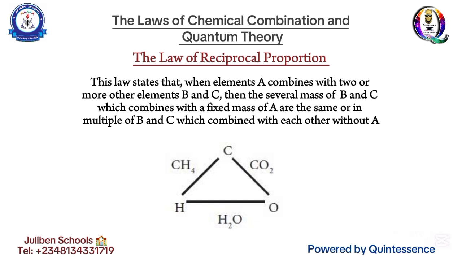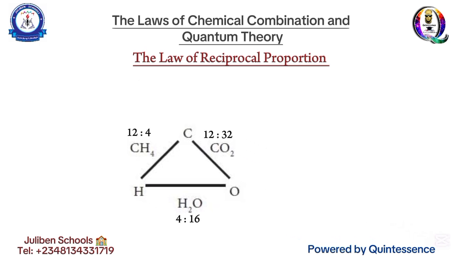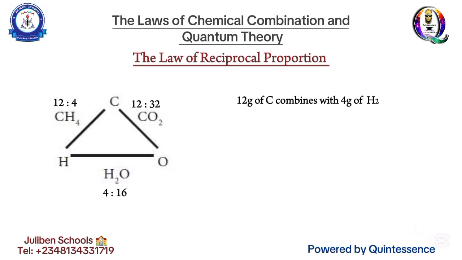Carbon combining with hydrogen will do that in the ratio of 12:4. 12 is to carbon, 4 is to hydrogen. While carbon combining with oxygen, we do that in the ratio 12:32. And when hydrogen combines with oxygen, we do that in the ratio of 4:16. So 12 grams of carbon combines with 4 grams of hydrogen.